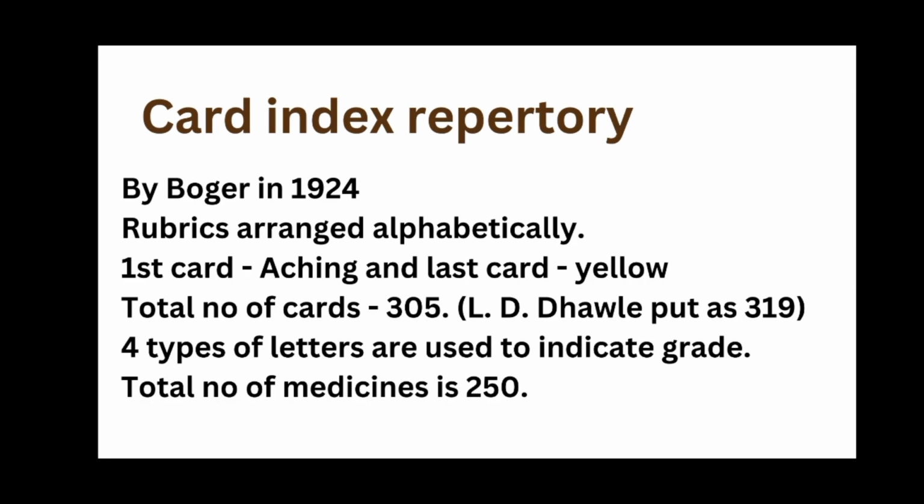Next is Card Index Repertory by Boger in 1924. In this repertory, the rubrics are arranged alphabetically. First card is a king and the last card is yellow. The total number of cards is 305. Dr. L.D. Dhawale puts it as 319 cards. 4 types of letters are used that indicate the grade, that means 4 typography. The number of medicines is 250. So, this is Boger's card index repertory.